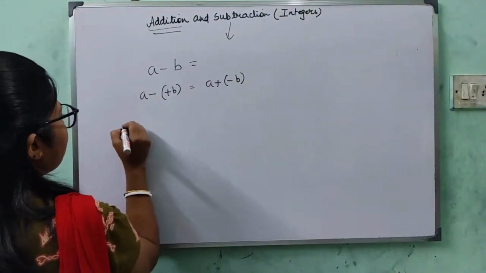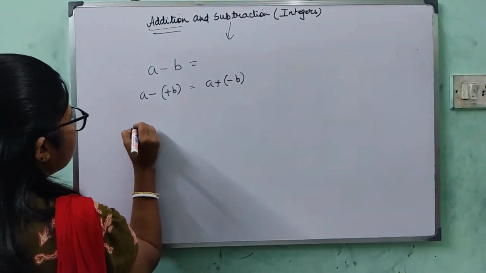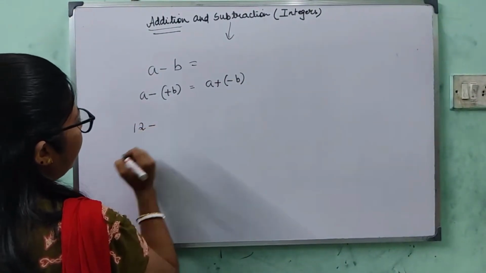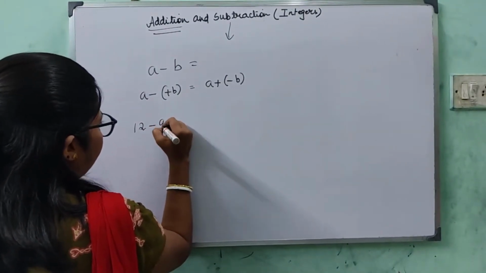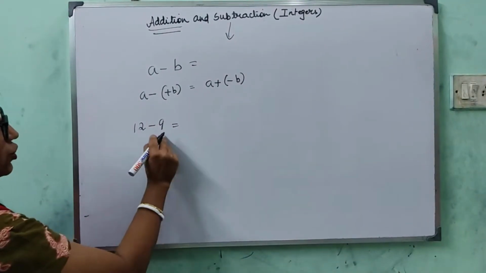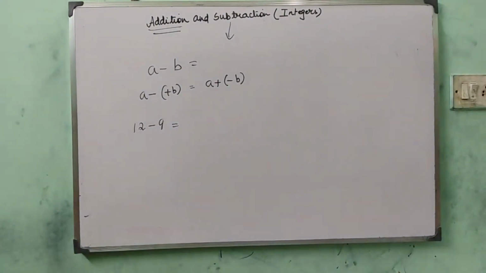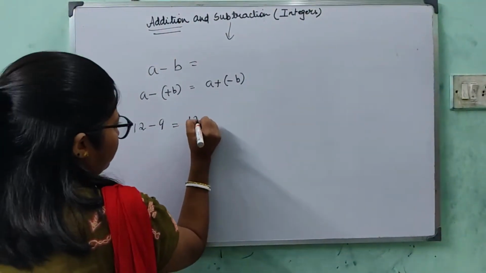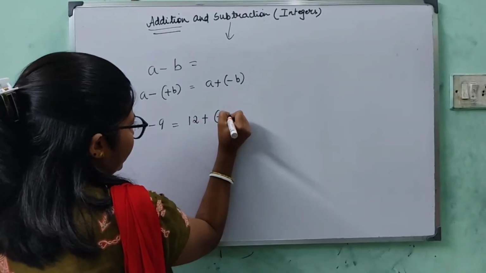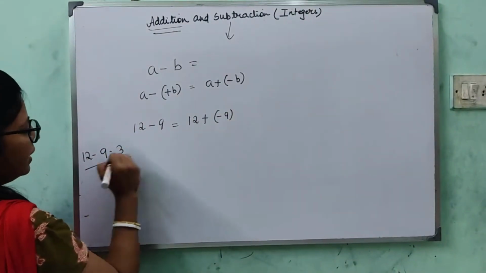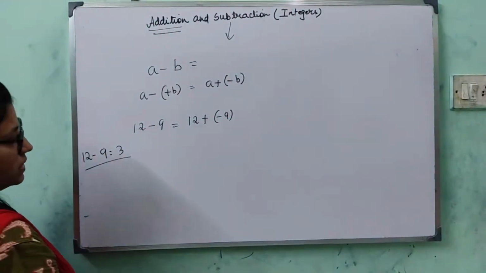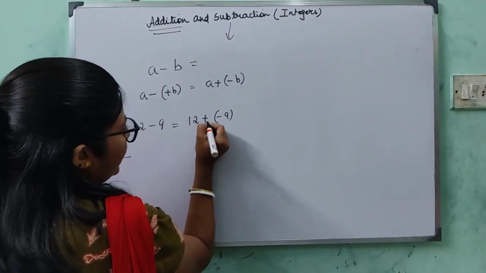So if I give you an integer 12 minus 9. Okay, so this is actually given to you in the minus form. So I'll write it in the plus form: 12 plus of minus 9. Now 12 minus 9 we already know it is 3. Let us see if using this I can get a plus 3 or not. So 12 plus of minus 9.